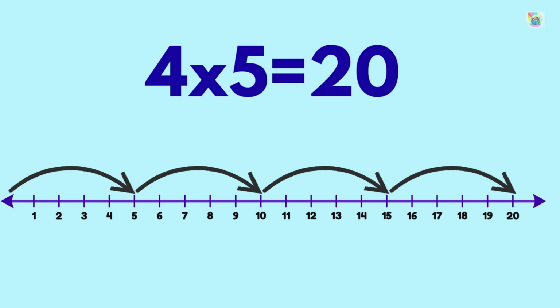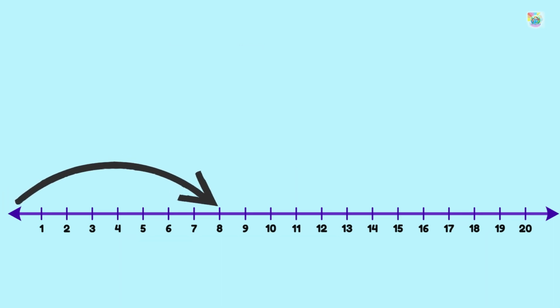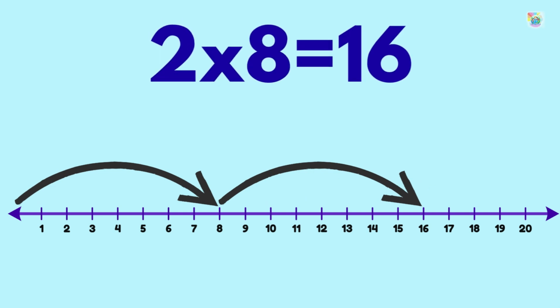Fantastic! Now, 2 jumps of 8. Start at 0. Jump 1, 8. Jump 2, 16. So, 2 times 8 equals 16.